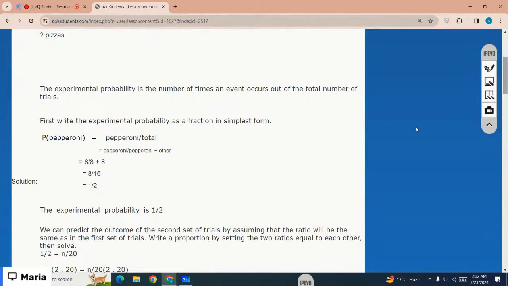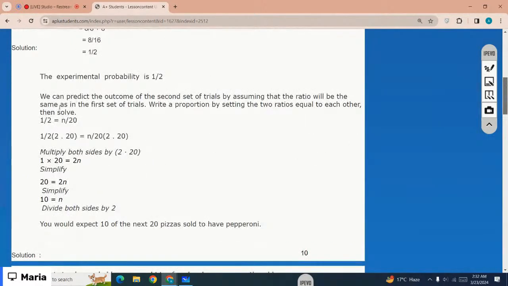How do you predict? You set 1 over 2, the probability of having pepperoni, equal to n over 20, right? Just solve for n, that would be 10. That means out of 16, 8 of them have pepperoni. So out of 20, 10 of them have pepperoni. Got it? Let's just start with the test questions.